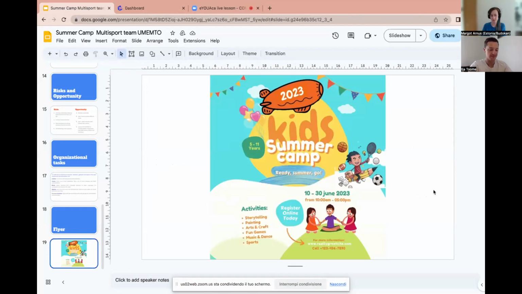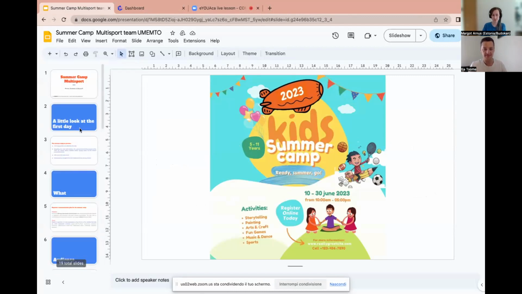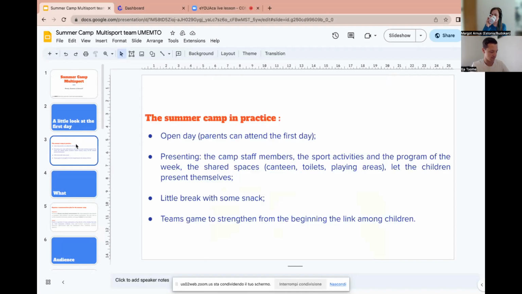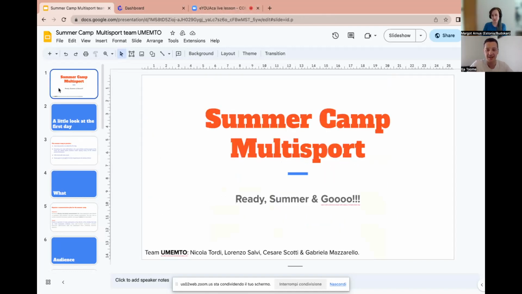The flyer basically is the summary, I guess, of the things we're trying to communicate. So I thought that was kind of the best way maybe to start. So our summer camp is dedicated to kids from 5 to 11 years old. Should I do a quick overview of the summer camp like the previous student did?